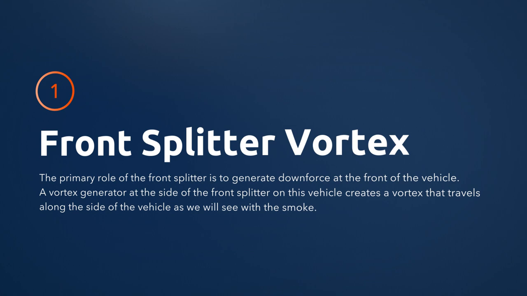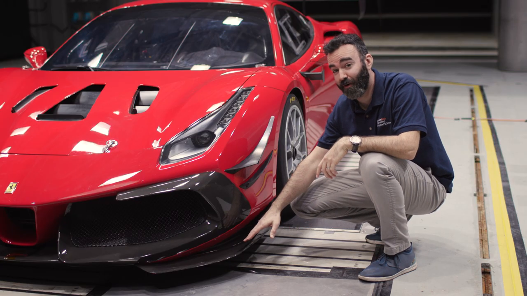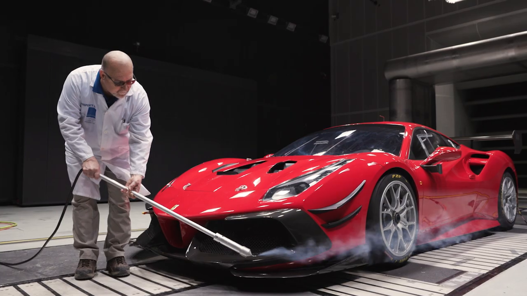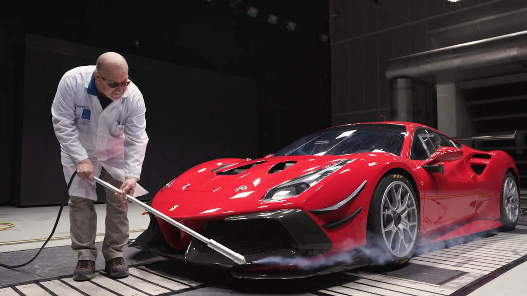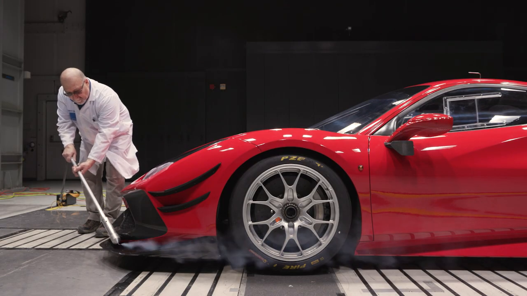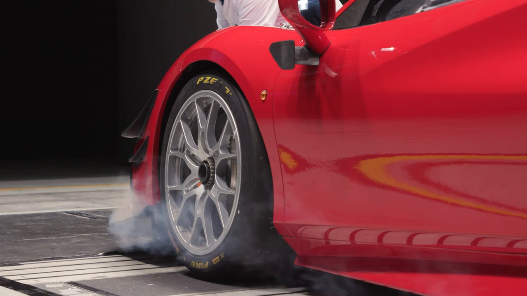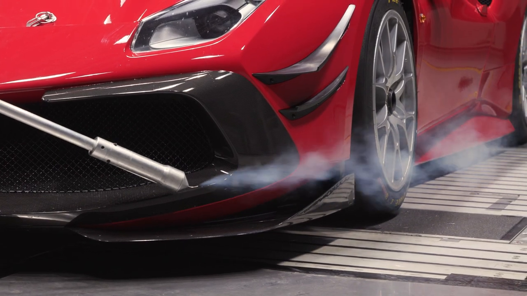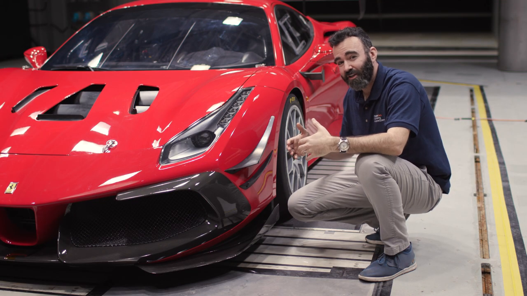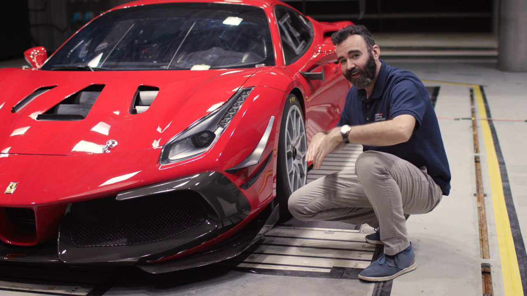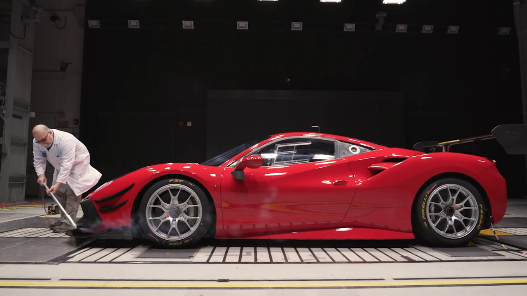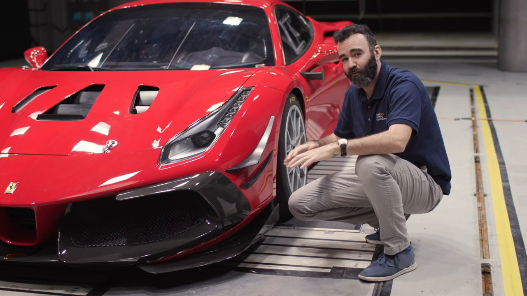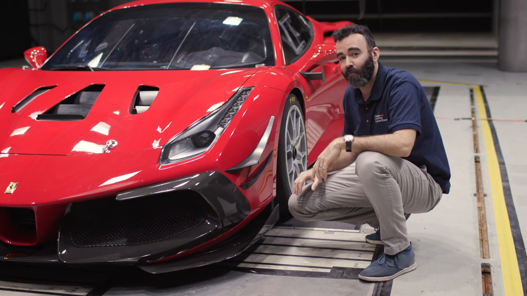This vehicle has a carbon fiber front splitter. And what we'll see when we have the smoke wand is the front splitter collects the airflow here, and as it flows through here, it generates a vortex off the back. This vortex travels along the side of the vehicle, staying low to the ground. And what that does is it acts kind of like a skirt. So it prevents any air from leaking underneath the vehicle. So the low pressure zone under the vehicle that creates downforce can remain in effect. And so we'll have more downforce as this vortex prevents that flow from getting under the vehicle.